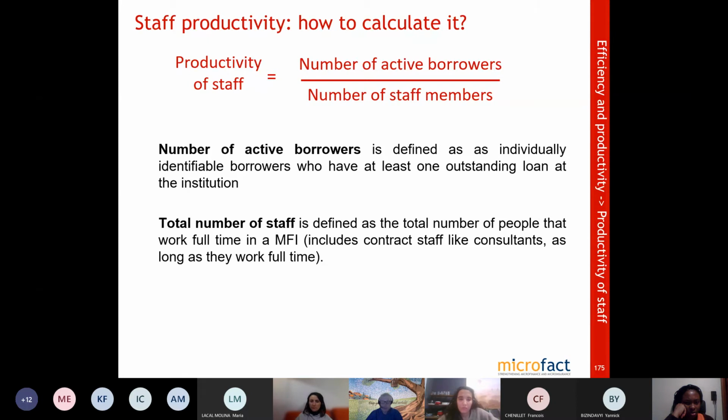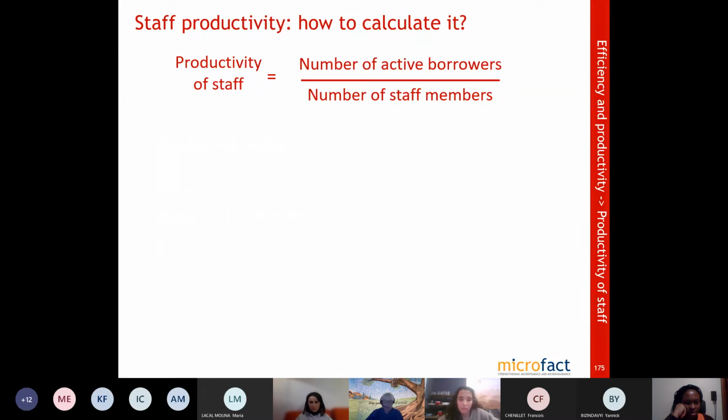But I told you, when we have this session with the managers of MFIs, it's always a huge discussion, and it starts with the following. What's an active borrower? What's the difference between a borrower and an active borrower? And what do we do when we have groups? Do we calculate the individual members, or do we consider the group as one active borrower? And what do we do when we have a borrower that is in arrears for, let's say, more than a year and it's written off?